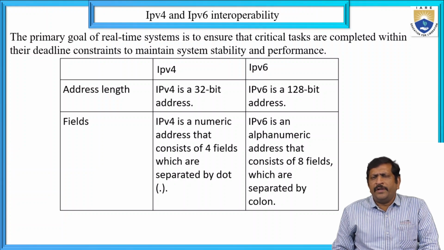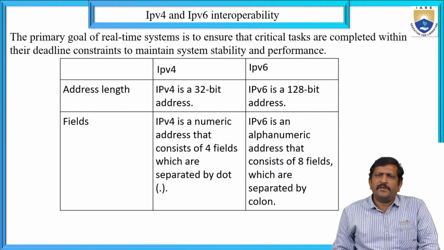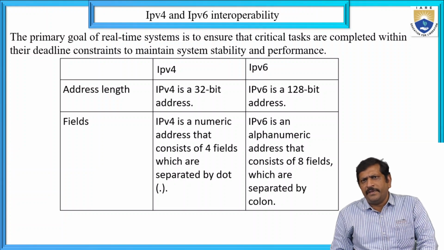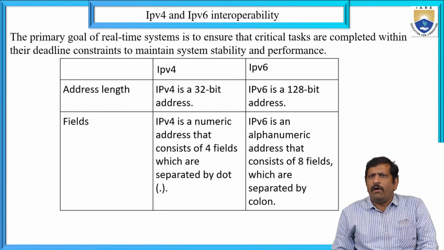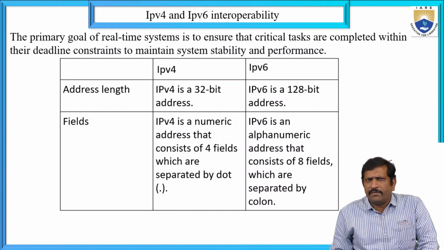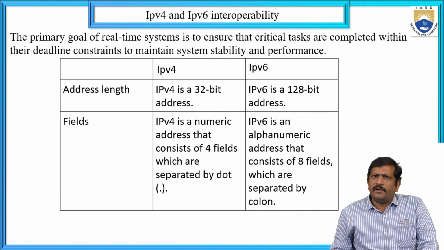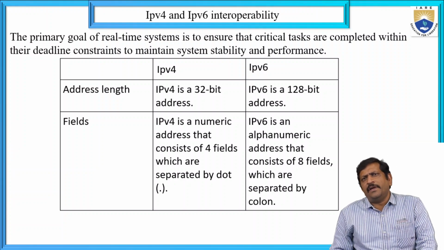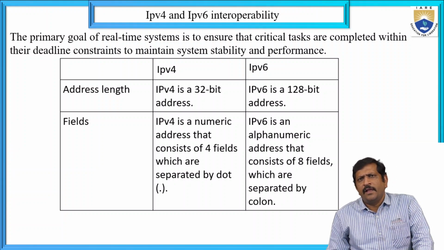is to ensure that the critical tasks are completed within the deadline constraints, maintaining system stability and performance. Here are the main differences between IPv4 and IPv6. While performing interoperability from one network device to another network device, we can describe it like this. There is the address length. In terms of address length, this is the differentiation between IPv4 and IPv6.